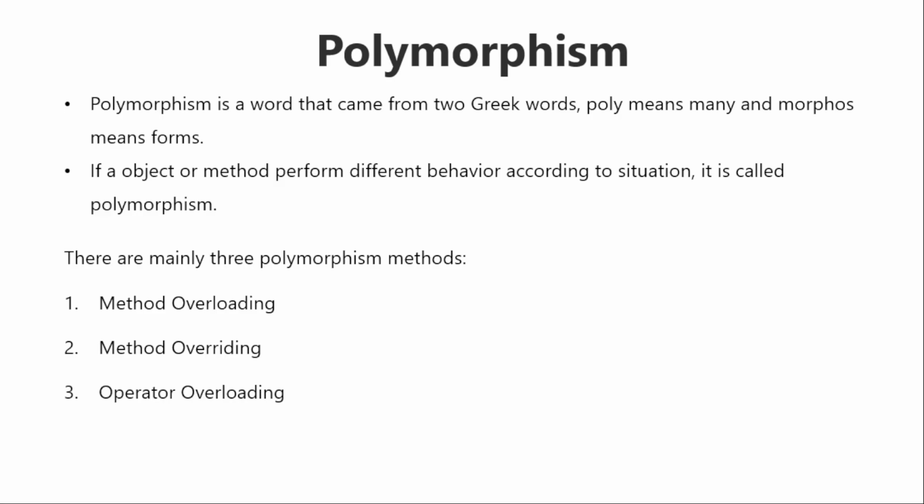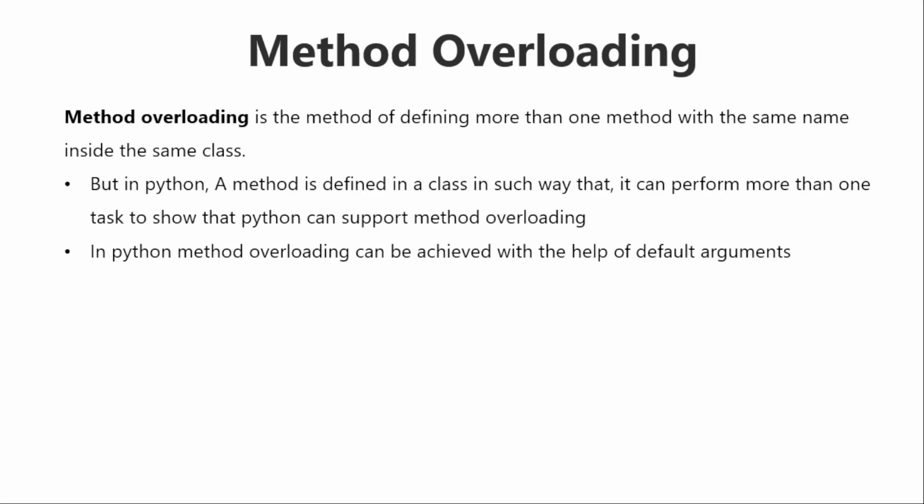So let us take method overloading first. What is method overloading? Method overloading is defining more than one method with the same name inside the same class. So we are defining two methods with the same name inside the same class. This is exactly method overloading. But Python doesn't support this kind of method overloading directly.